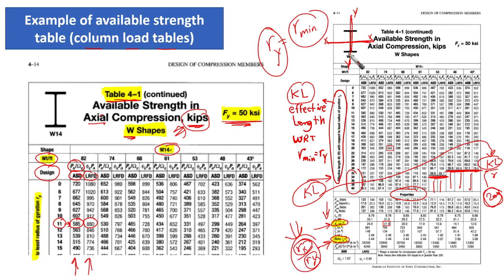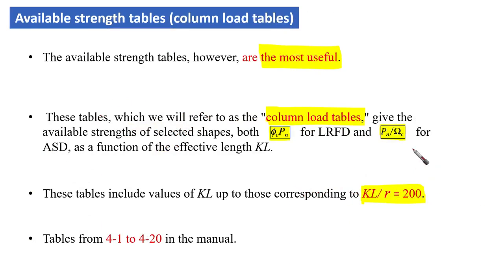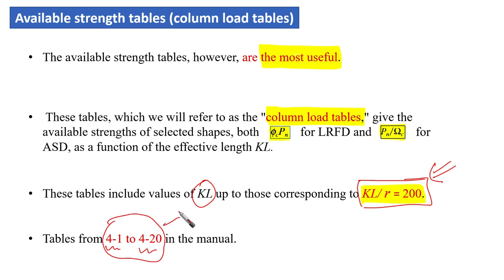Always for W shapes, for example, Rx is going to be larger than Ry, so the ratio is going to be larger than 1, as you can see here for all sections. So this is the shape of our table. These tables include values of KL up to those corresponding to KL over R equal to 200, and they run from 4-1 to 4-20. You are going to find many cross sections there, the wide flange and different types and shapes based on the number of the table.